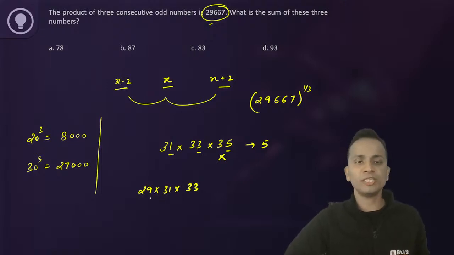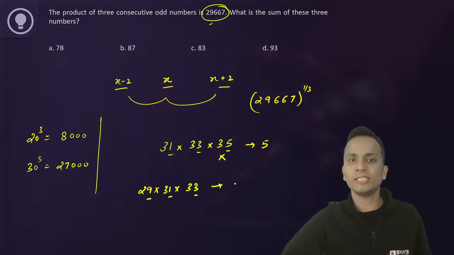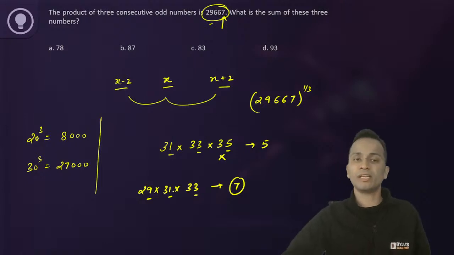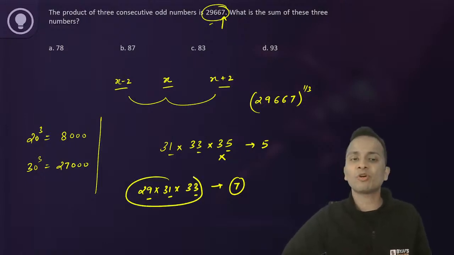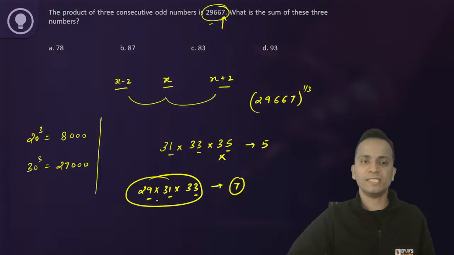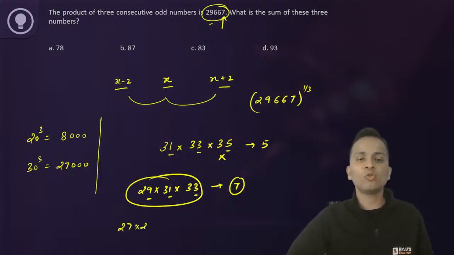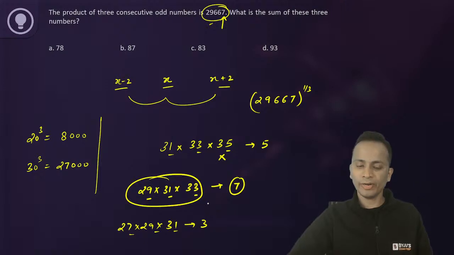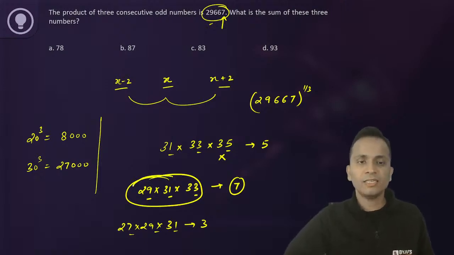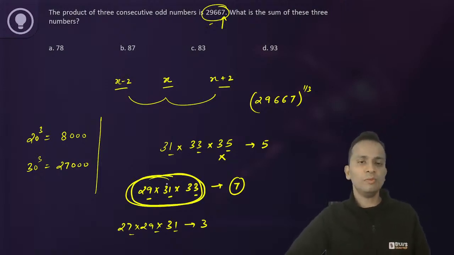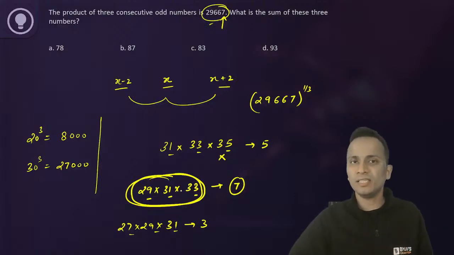Let's check the unit digit. So 9 into 1 into 3, the unit digit is 7, which is the unit digit of the given number. So there is higher probability that the numbers are these three numbers. Okay, अब इससे छोटे 27 into 29 into 31 cannot be possible because here the unit digit is 3. All right, so I can now say that the three numbers will be 29, 31 and 33.